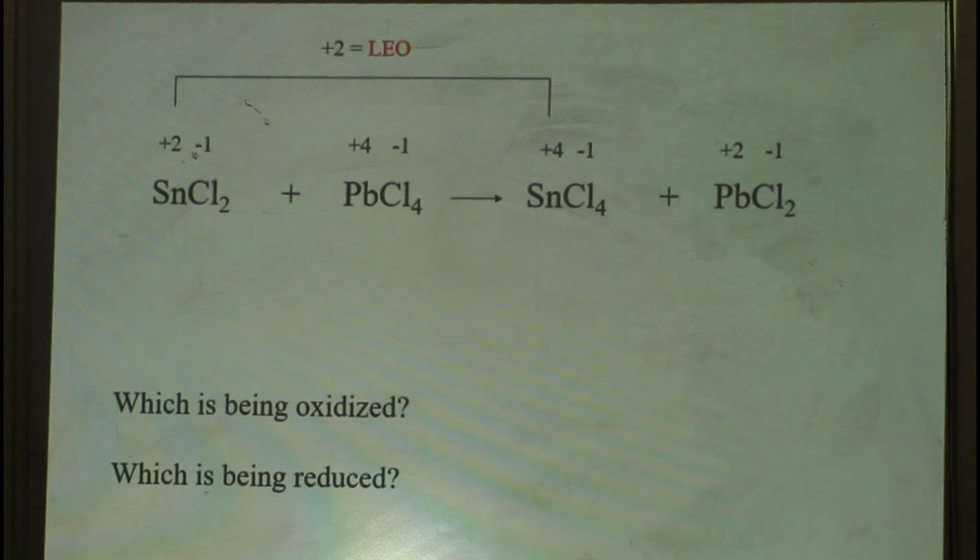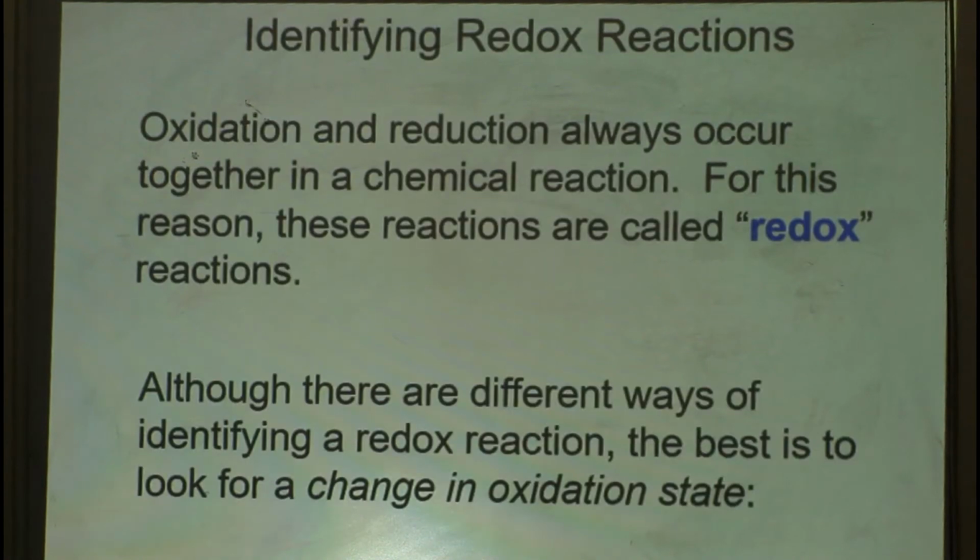Abbreviation for that: loss of electron is oxidation. Because the tin was +2. Awesome.